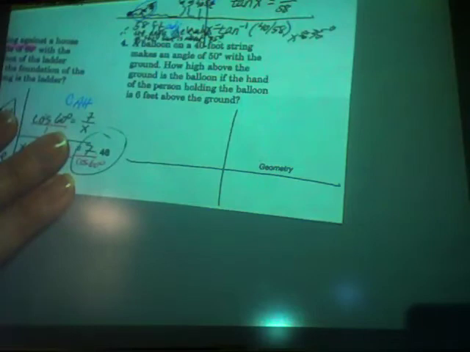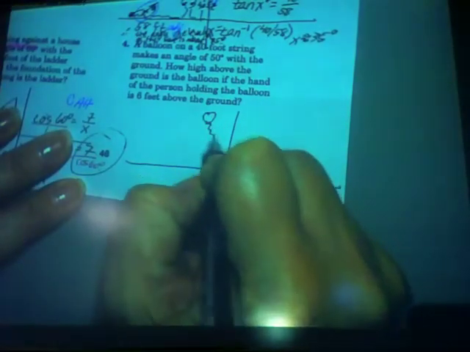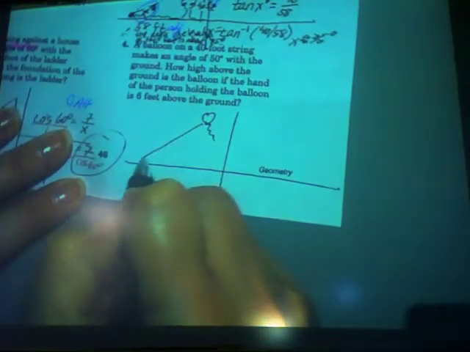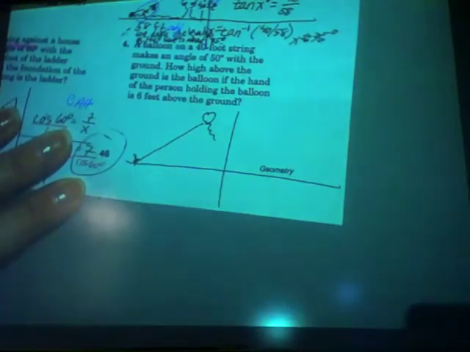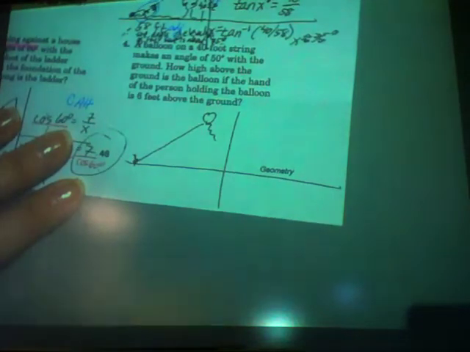And then the balloon. A balloon on a 40-foot string makes an angle of 50 degrees with the ground, because we know all balloons are attached to the ground. So here's my balloon. It's on a string, somehow attached to the ground. It's on a 40-foot string, so this is 40 feet.